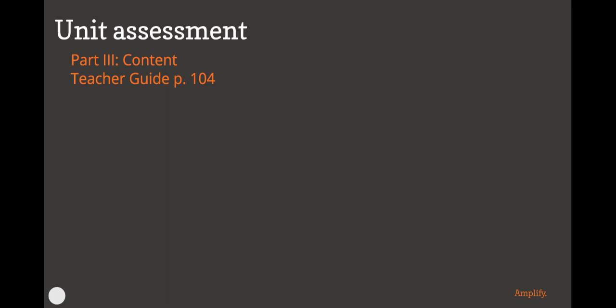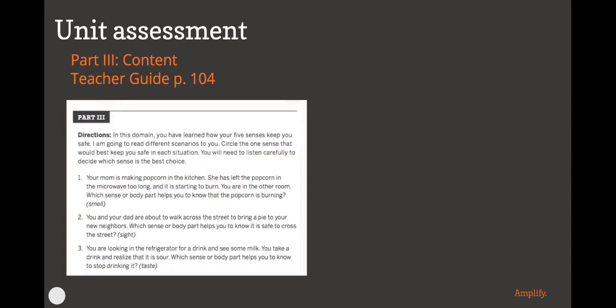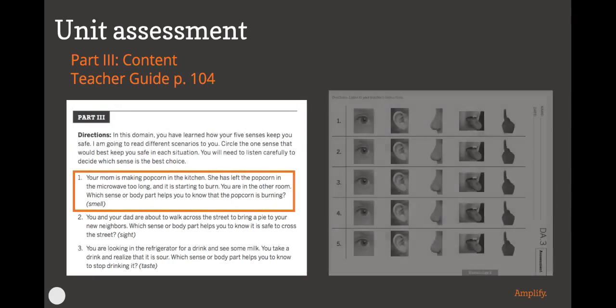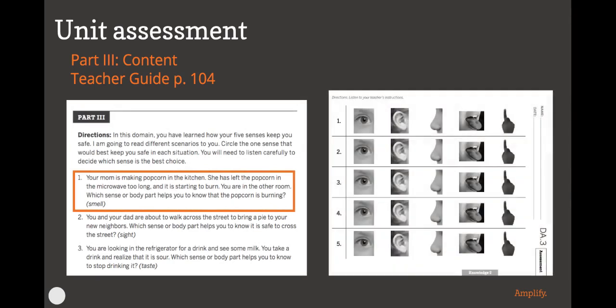Students then circle the correct images in their student activity book. In part 3, you read a scenario from the teacher guide, such as this one here about burning popcorn. And students use an activity book page to help them decide which of the senses, represented by a body part, helps keep them safe.